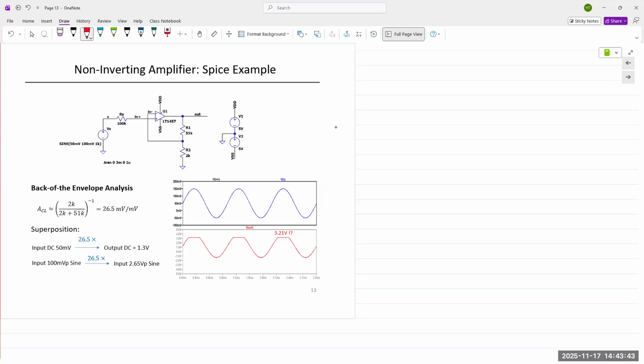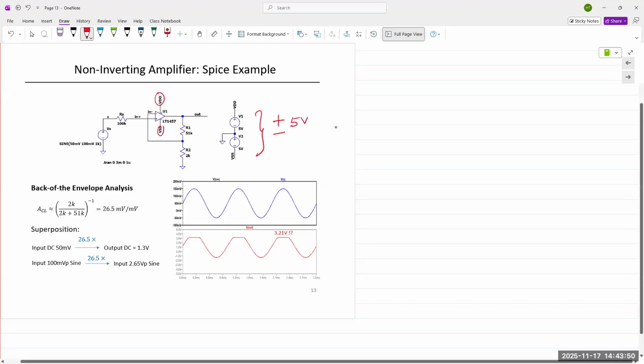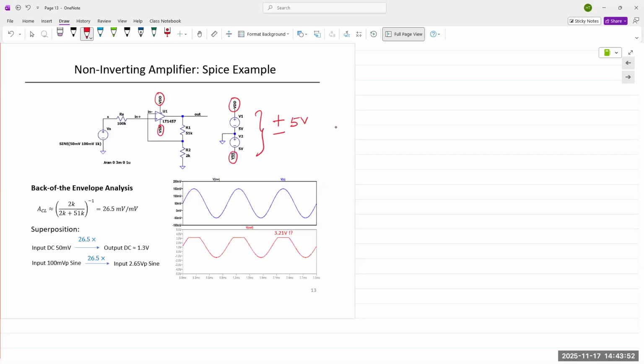Power supplies are plus minus 5 volts. To declutter the circuit diagram, I use the notation VDD. Wherever LTspice sees the same notation, it's going to match it up. There's a sine wave input of 100 millivolts peak. Sorry, not peak to peak. So it's 200 millivolts peak to peak with a DC offset of 50 millivolts.